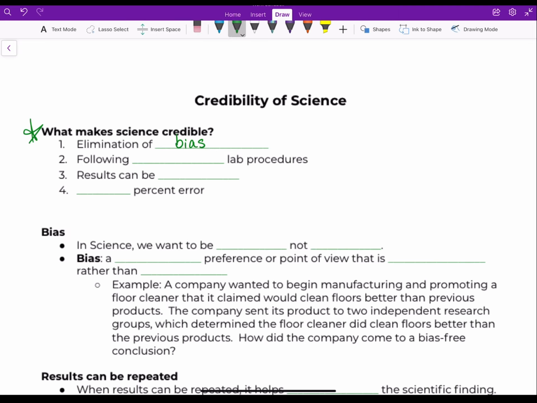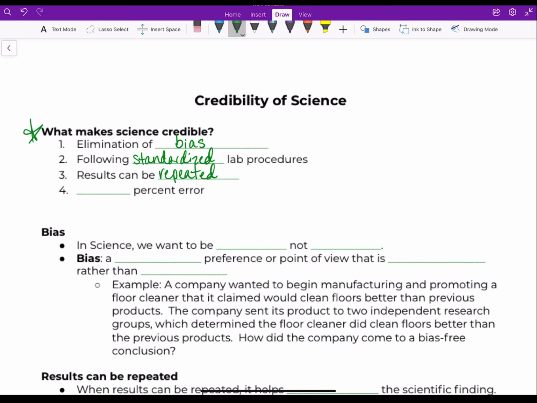Number two, following standardized lab procedures. So standardized lab procedures, we've been talking about those. So experiments have a control group. They have constants. They have variables. They're only testing one variable at a time. So we've been talking a lot about those. And along with those standardized lab procedures, we're also looking at measurements. So do we use significant figures? Are we measuring correctly? Number three, results can be repeated.